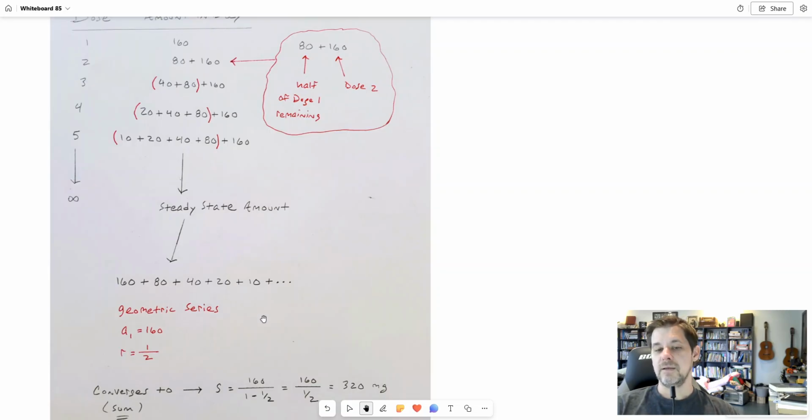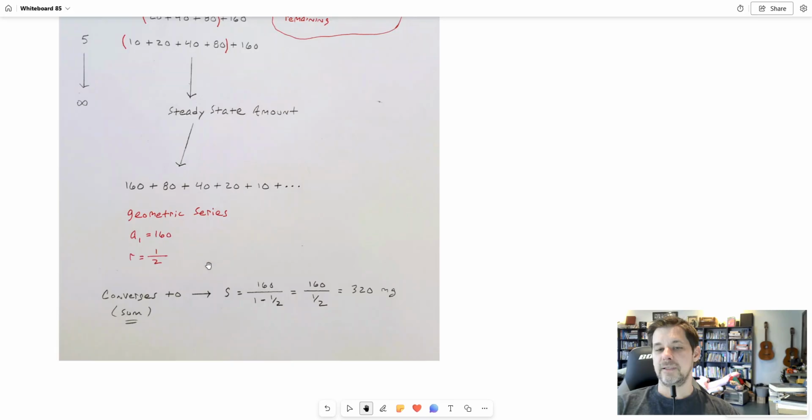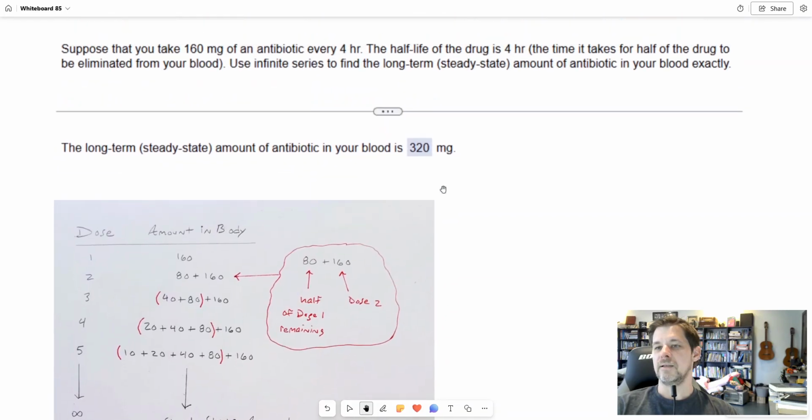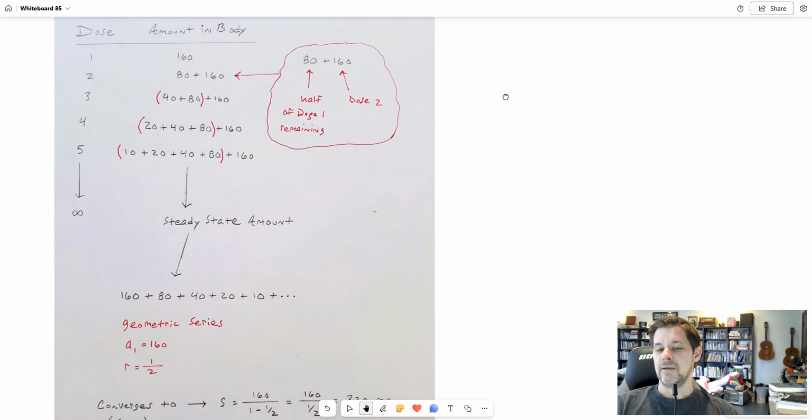All right, so a geometric series like that converges to the first term, 160 over 1 minus r, 1 minus 1/2 in this case, and that's 320 milligrams. So that's why they can say that this steady state amount is 320 milligrams. All right, one more thing.